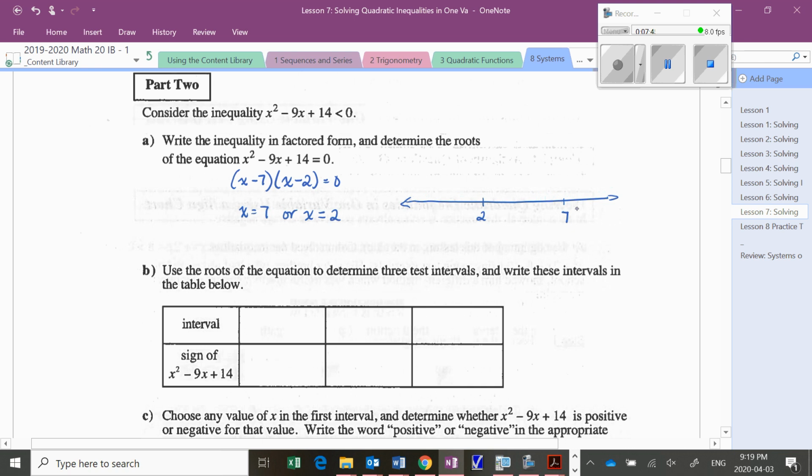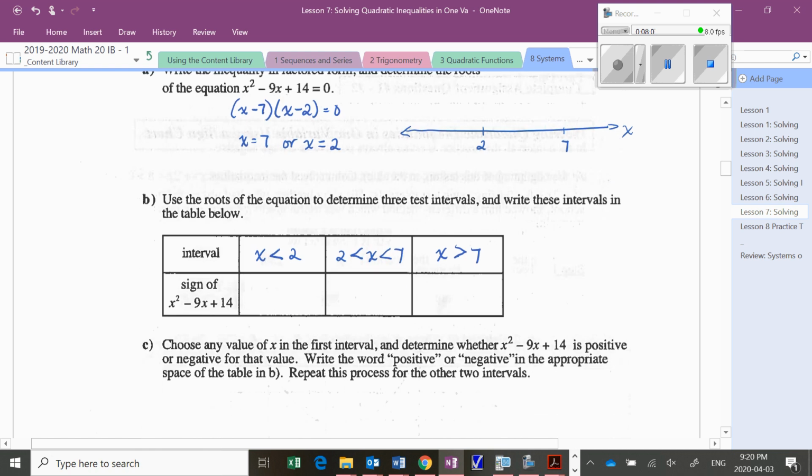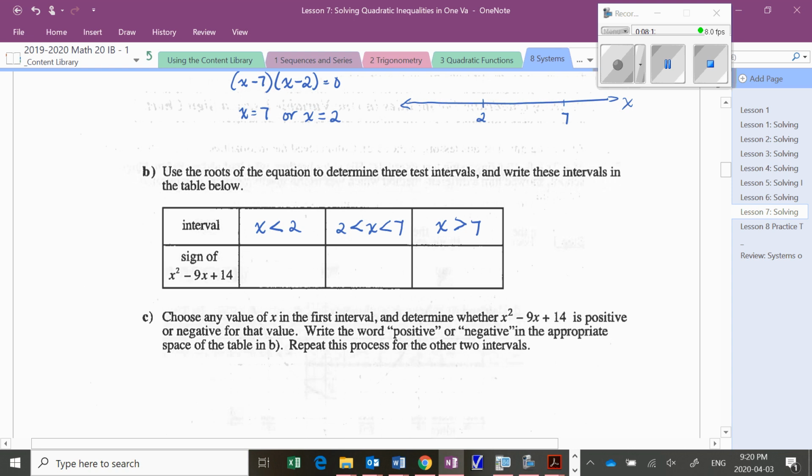And so we've got our intervals: anything that is less than 2. We've got our interval between those 2 values, so when x is greater than 2 and less than 7. And we've also got that third interval when x is greater than 7. So now we want to pick values of x in the first interval and determine whether it's positive or negative, and go through the process for the other 2 intervals.